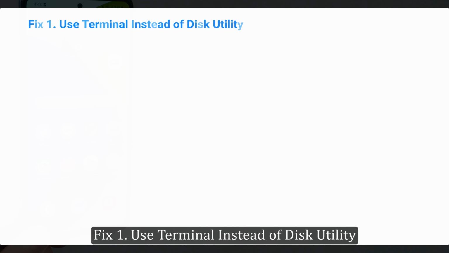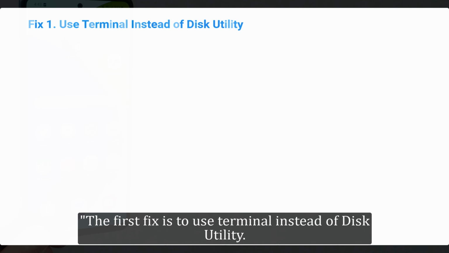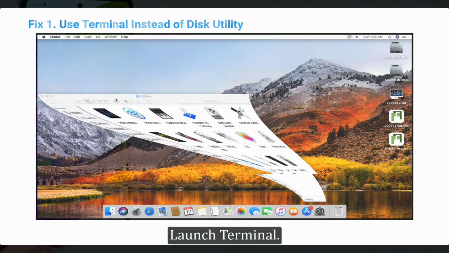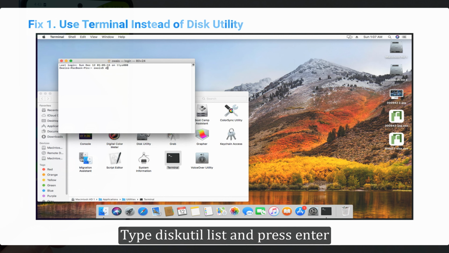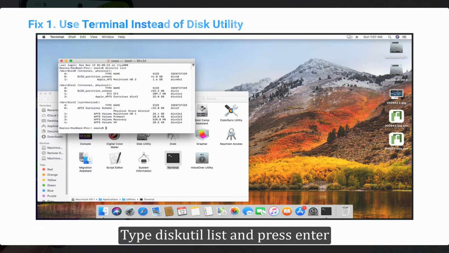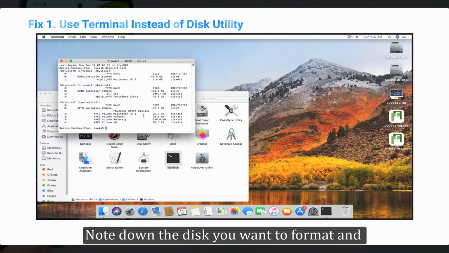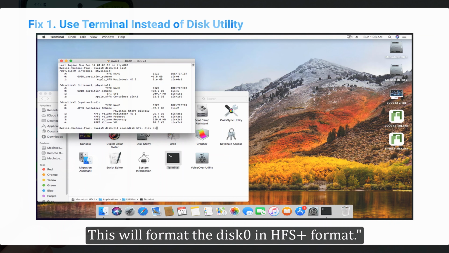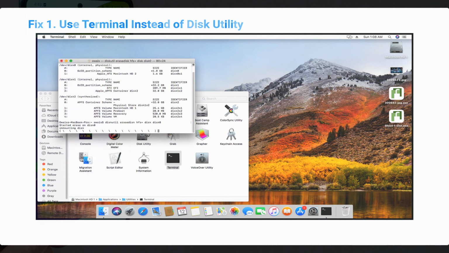Fix 1. Use Terminal instead of Disk Utility. The first fix is to use Terminal instead of Disk Utility. Go to Utilities. Launch Terminal. Type diskutil list and press Enter. Note down the disk you want to format and then type diskutil eraseDisk HFS+ disk0. This will format the disk0 in HFS+ format.